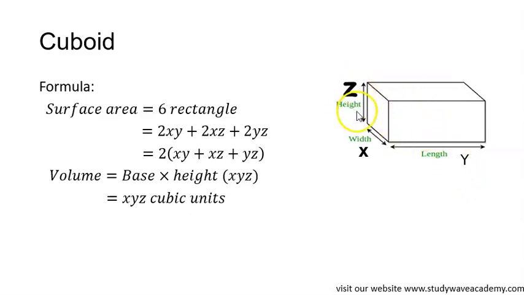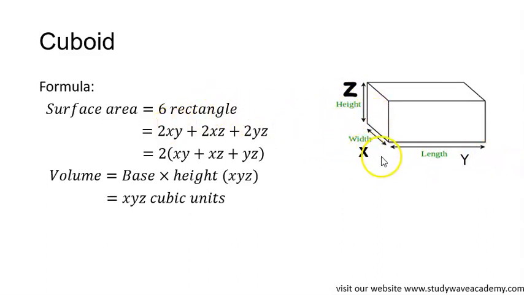We have the height, width, and length. This can also be seen as the breadth, okay? It's the same thing. So the height, the width, and the length. To calculate the surface area of a cuboid, it is 6 rectangles. And it can be written as 2xy plus 2xz plus 2yz. You can use any letters you want to represent here, okay? But the formula remains the same.